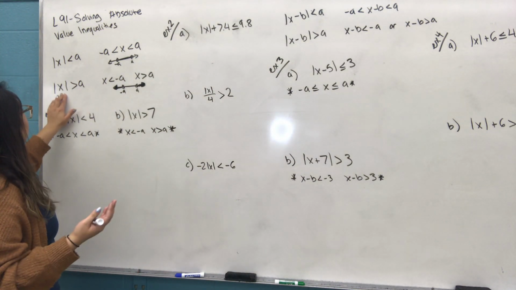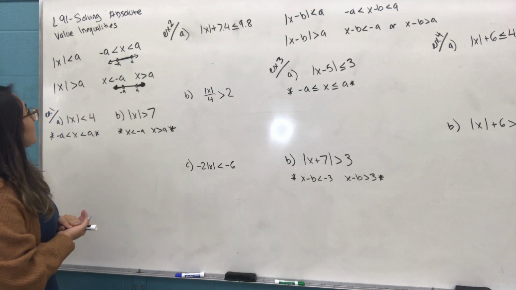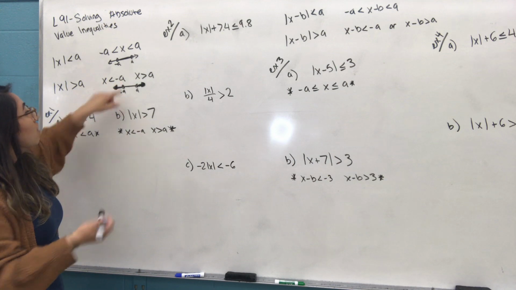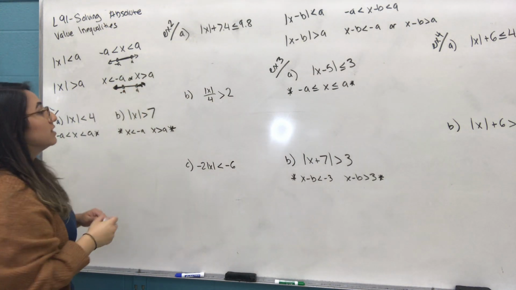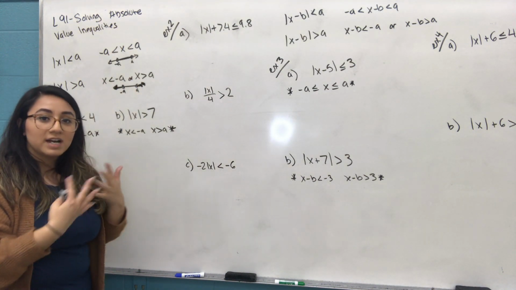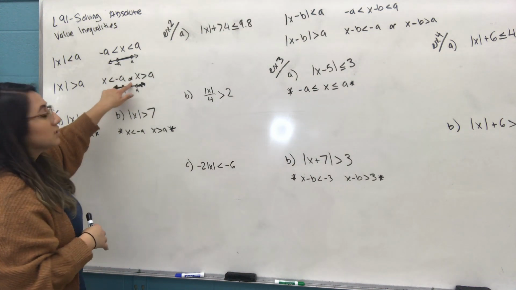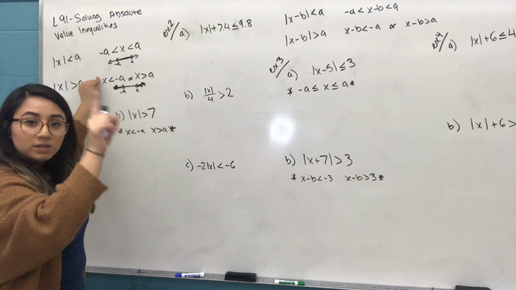Here, if the absolute value of x is greater than a, so let's say greater than 7, that means x has to be less than negative 7, or it has to be greater than the positive 7. So you're using these two kind of like a formula to plug in and solve these types of equations. Keep in mind, whenever it says or, it doesn't mean choose one or the other. This whole statement is one answer.